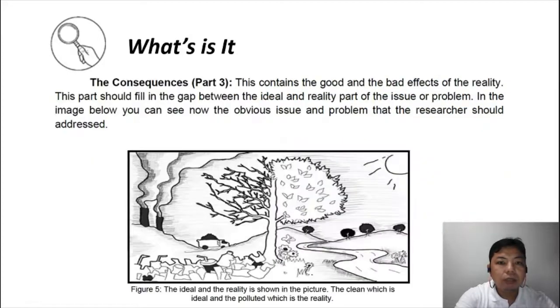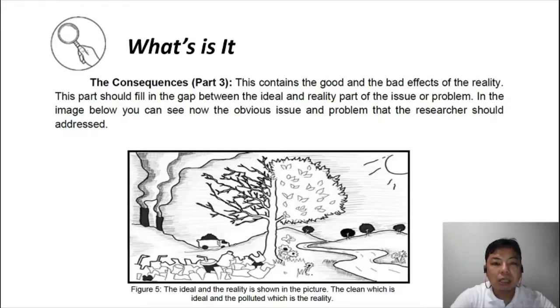Now, the third part is the consequence. The consequence contains the good and the bad effects of the reality. This part should fill in the gap between the ideal and reality part of the issue or problem. In the image below, you can see the obvious issue and problem that the researcher should address.